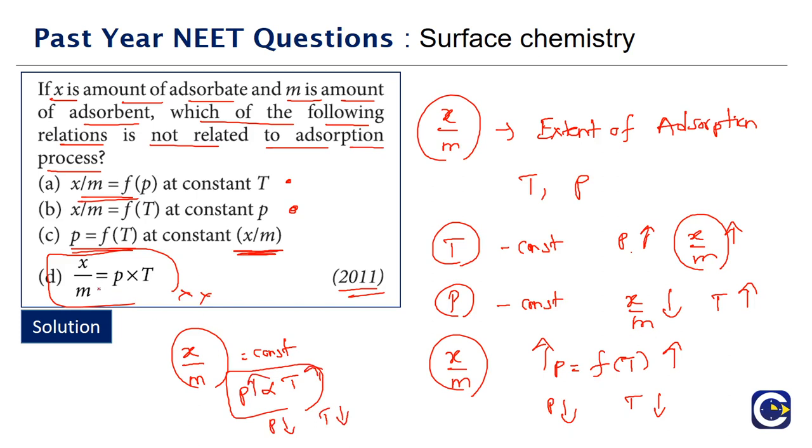So if we have x by m is equal to P into T, that would mean that if you are looking for, say for example, the P value, it will be 1 by T into x by m. So the temperature will go to the other side, the denominator. So here, as per the given option, it is shown as a reciprocal relation or inverse relation, which is not correct. So the one that is not relating to the adsorption process is option D, which is saying that x by m will be equal to P into T.